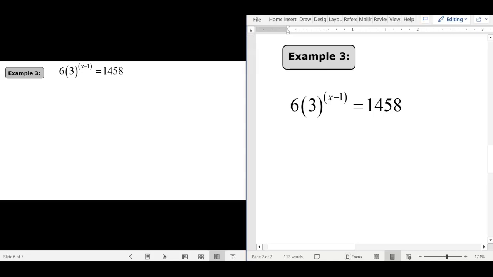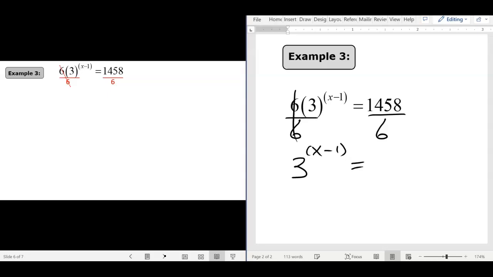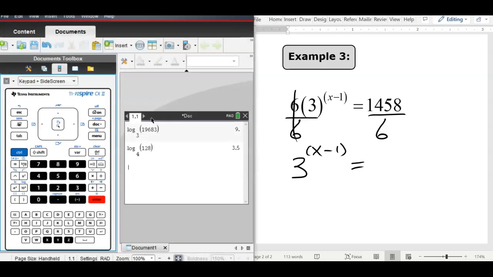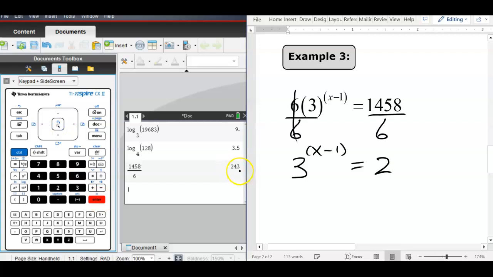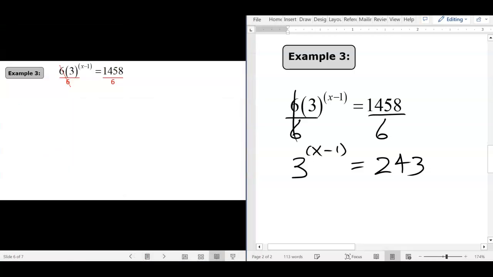All right, let's do this. So once again, I see I have an exponent out front. Sorry, a coefficient out front. So to get rid of the 6 in front, I got to divide by 6, divide by 6. So now I have 3 to the x minus 1 equals, what's 1,458 divided by 6? 243.